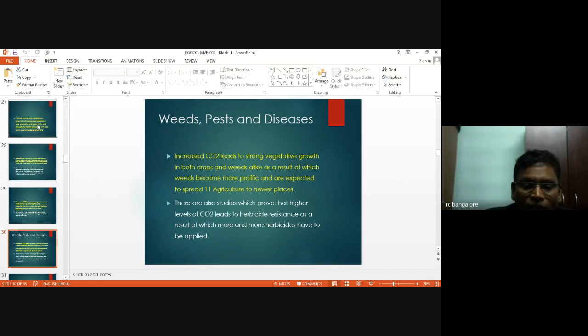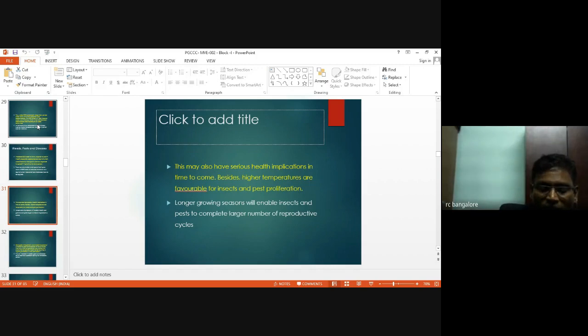So the studies indicate that carbon dioxide leads to herbicide resistance. If there is a higher level of carbon dioxide present, the weeds in such a place become resistant to herbicides, the chemicals we use to protect the crop from pests. This may also have a serious health implication in time to come.